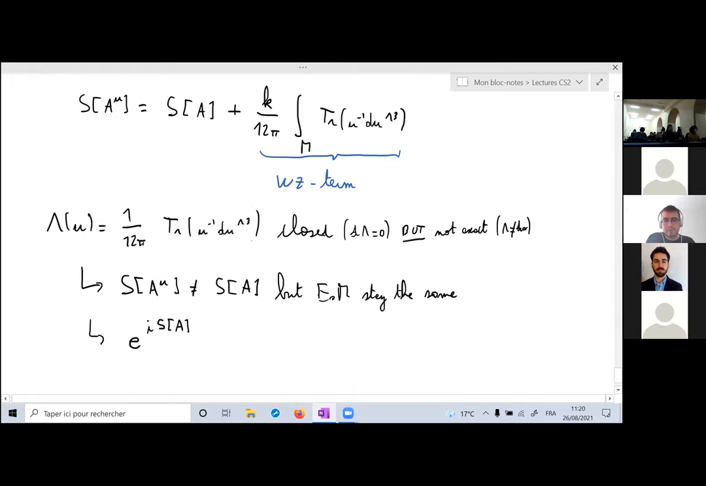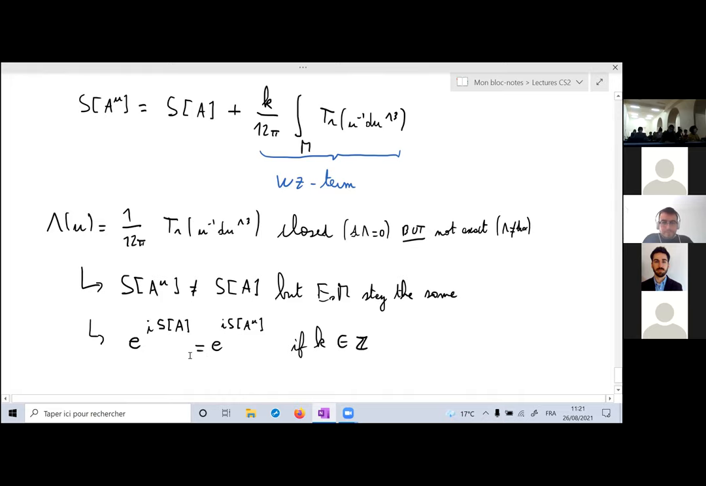And the effect is then that if I have a 2 pi times an integer shift, then in terms of the exponential of iS, this is actually gauge invariant. And for that, I need k to be an integer. So what we see is that at the quantum level, for the path integral to be a gauge invariant quantity, I need k to be an integer. So I get a quantization of the level. And in this case, my path integral really defines a gauge invariant object.